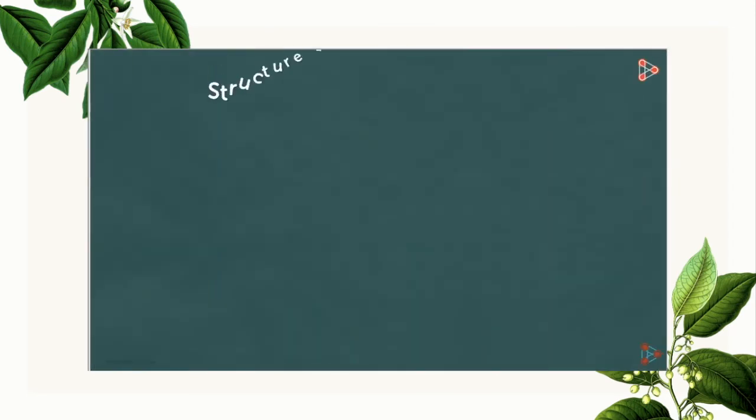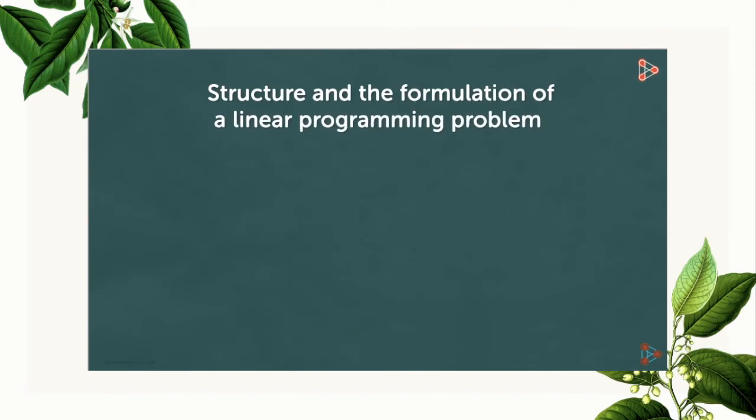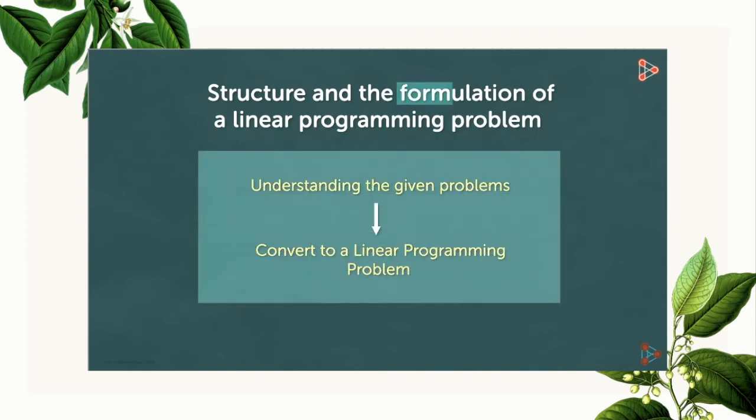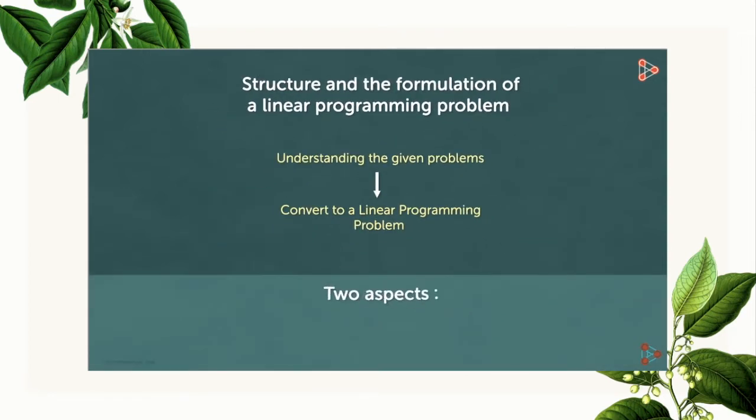Let's now focus on the structure and the formulation of a linear programming problem. We first need to understand the given problem and then identify the basic elements to convert it into a linear programming problem. This process is called as the formulation of a linear programming problem. Understand it well. We first need to convert a given problem into a linear programming problem and then solve it. So there are two aspects here, the formulation part and then the solution part. Let's begin with the formulation of linear programming problems.